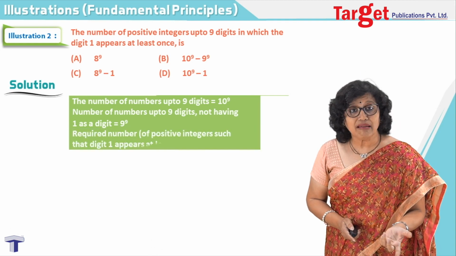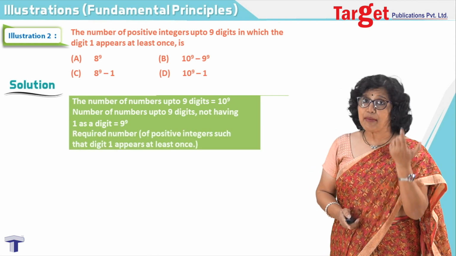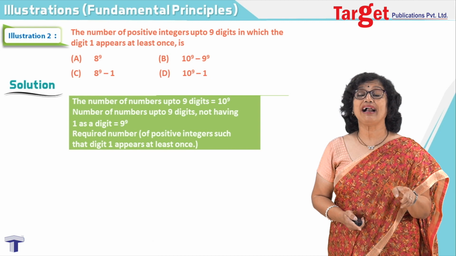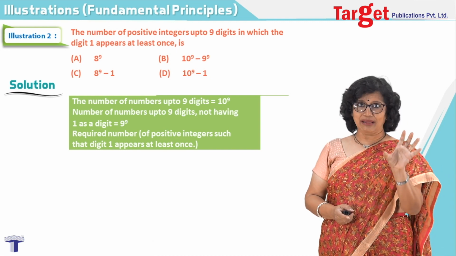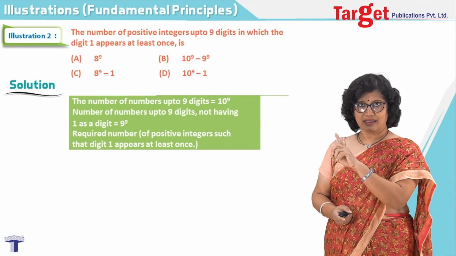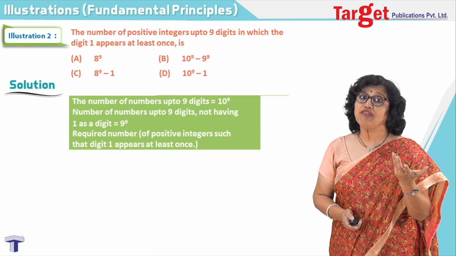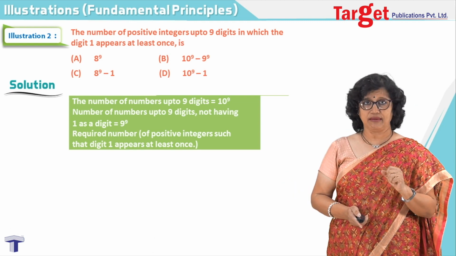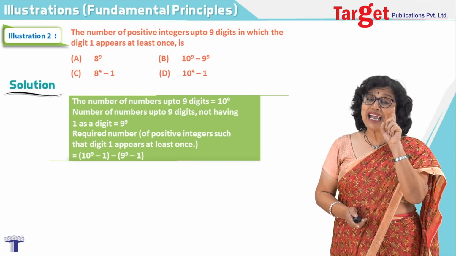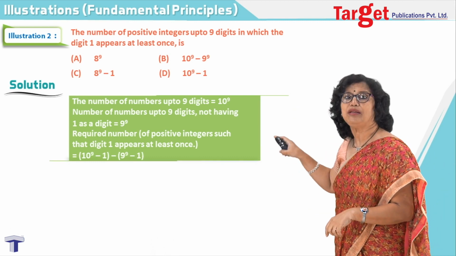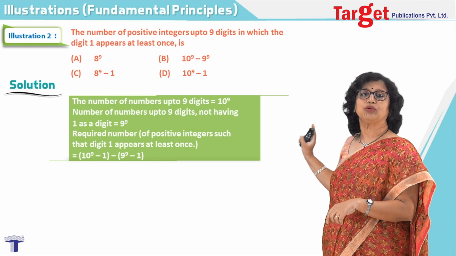Correct? And then I go for the required number. And I am asked to find out the required number. Required number would be what? That total number, which is 10 raised to 9, correct? Minus something we are expecting, correct? What number will we be subtracting? Perhaps 9 raised to 9. That we will be doing. But then actually what we do is 10 raised to 9 minus 1 minus 9 raised to 9 minus 1.